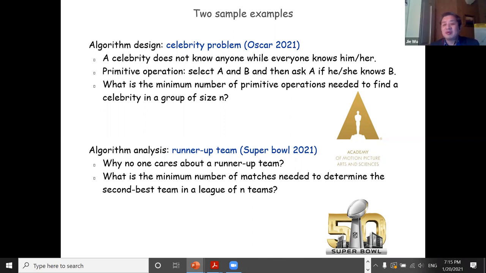Yes, it's correct. The key thing is that any team that lost to someone other than the champion cannot be the second one. So you only need to select the ones who had a direct competition with the champion team. How many along this line? It's log n, one branch. Among these teams, you have a match. So it's log n.